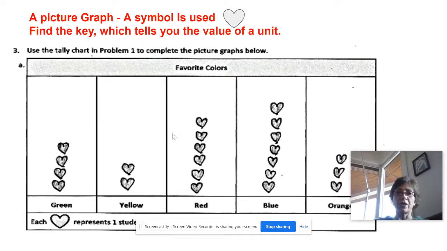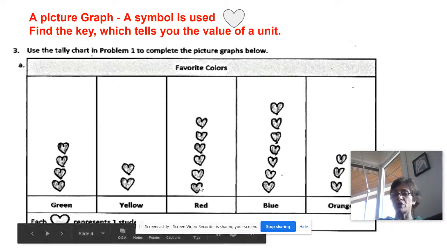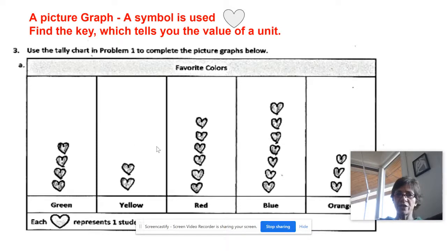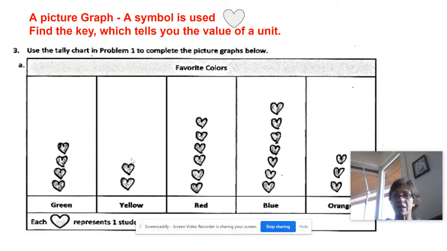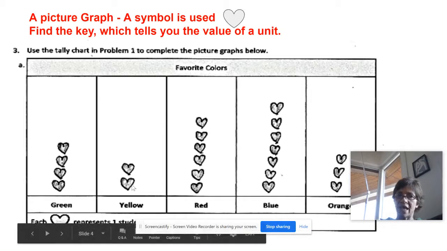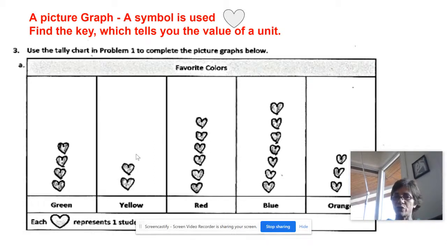So with this key, where each heart is 1, if we wanted to know, okay, how many students answered that red is their favorite color, we go ahead and count 1, 2, 3, 4, 5, 6 hearts. So that means 6 students. How many students chose yellow as their favorite color? Only 2. If the key is different, so for example, if the value of each heart is 10, how many students answered that yellow is their favorite color? 10 plus 10, so that's 20 students. So it's important to look at the key.